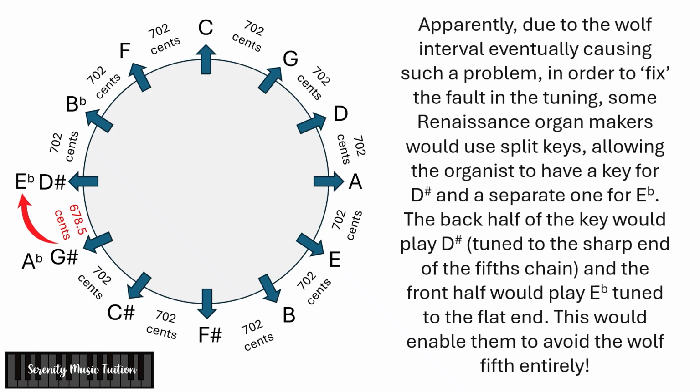Apparently, due to the wolf interval eventually causing such a problem, in order to fix the fault in the tuning, some Renaissance organ makers would use split keys, allowing the organist to have a key for D sharp and a separate one for E flat. The back half of the key would play D sharp, tuned to the sharp end of the fifth chain, and the front half would play E flat, tuned to the flat end. This would enable them to avoid the wolf fifth entirely.